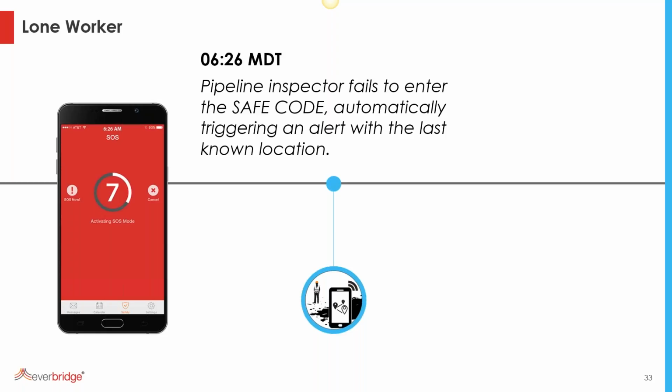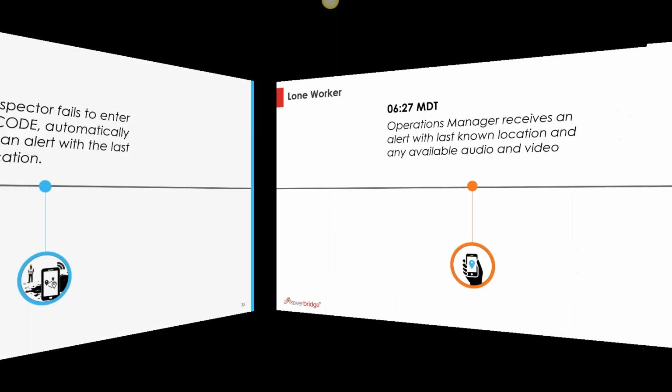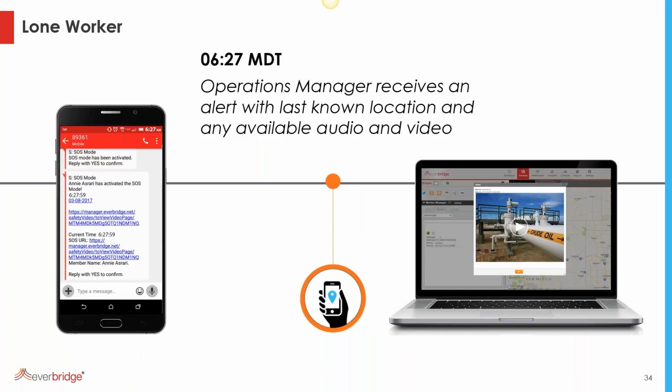If they have left the phone in the truck by accident, again, we can see that in the video as well. So we have a visual of what is going on near this inspector. Once the SOS comes into the command center, the operations manager can see the video, as I stated, in the map, click on the video link and view what's going on. And here, it's both visual and they can also hear any sounds.